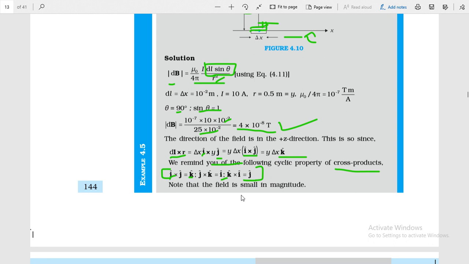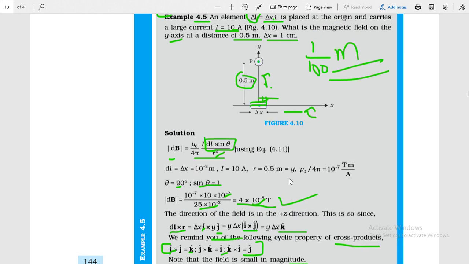Note that the field is small in magnitude, and you can see here this is 10 to the power minus 8, so this is a very small value, and it is written here that the magnetic field is very small in magnitude. So student, I hope you understand this question. This question is very important, and you can solve this by yourself again for your practice, and try to solve more questions based on this topic.